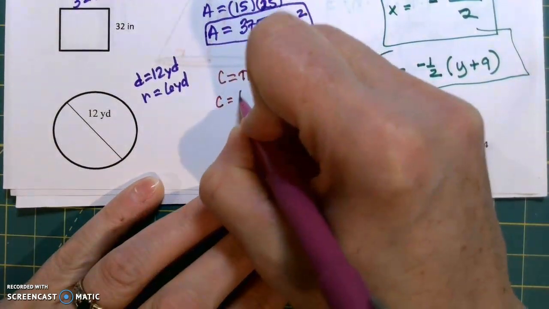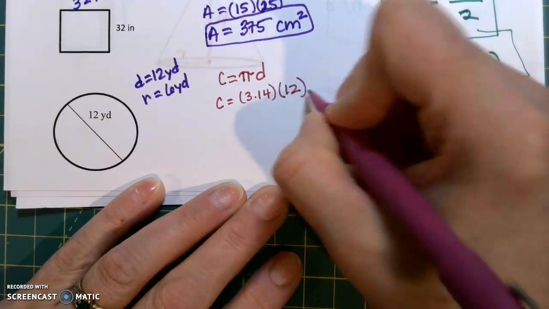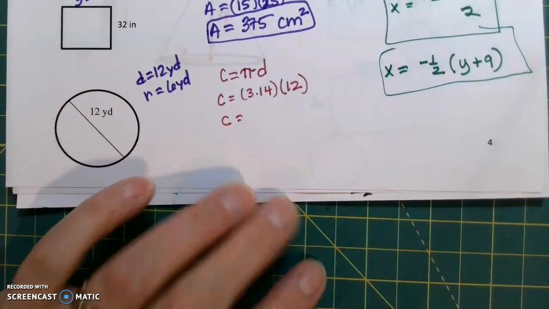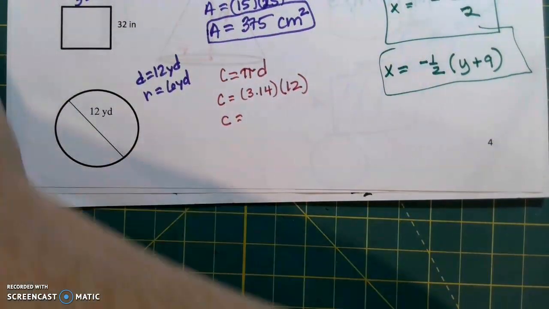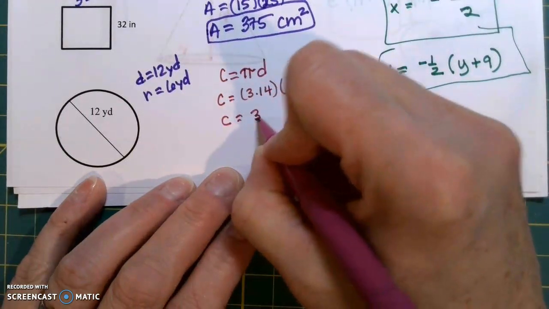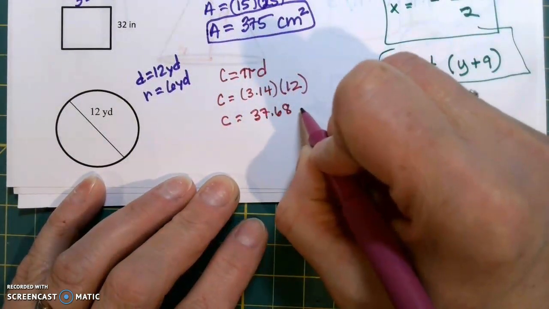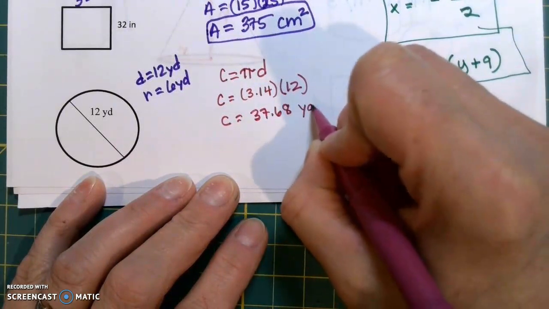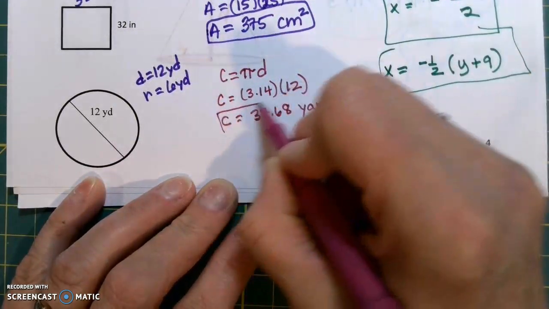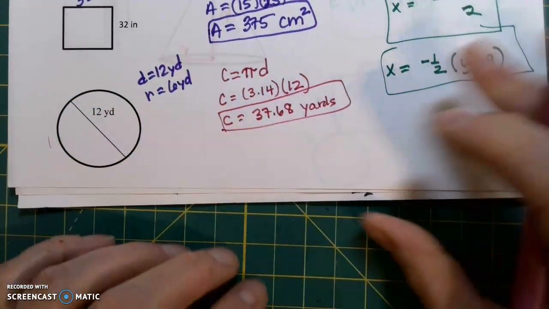So using pi as 3.14 and d is 12. And let me get my calculator. That is 37.68, and that is yards because it's just the distance around, how far around the circle is.